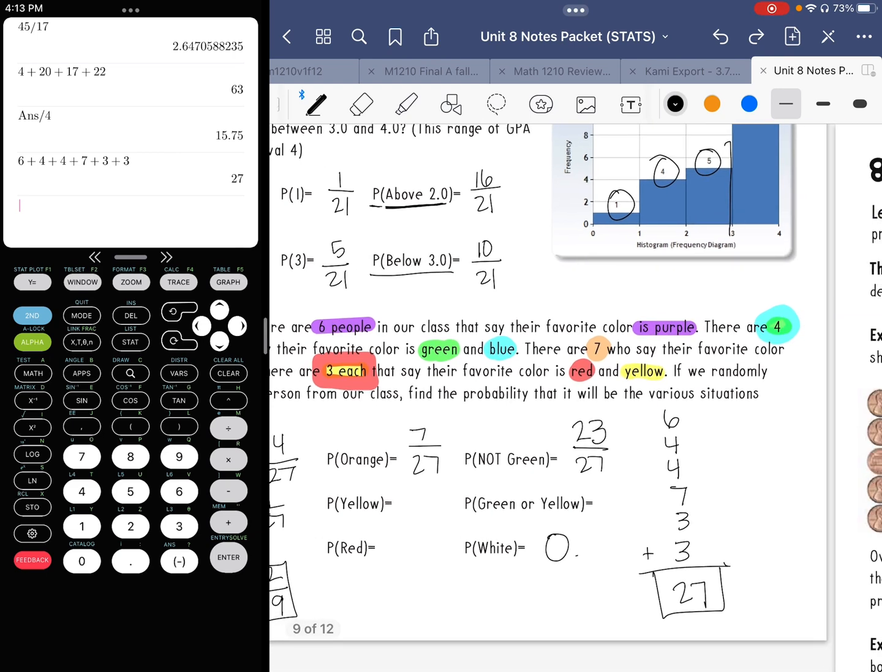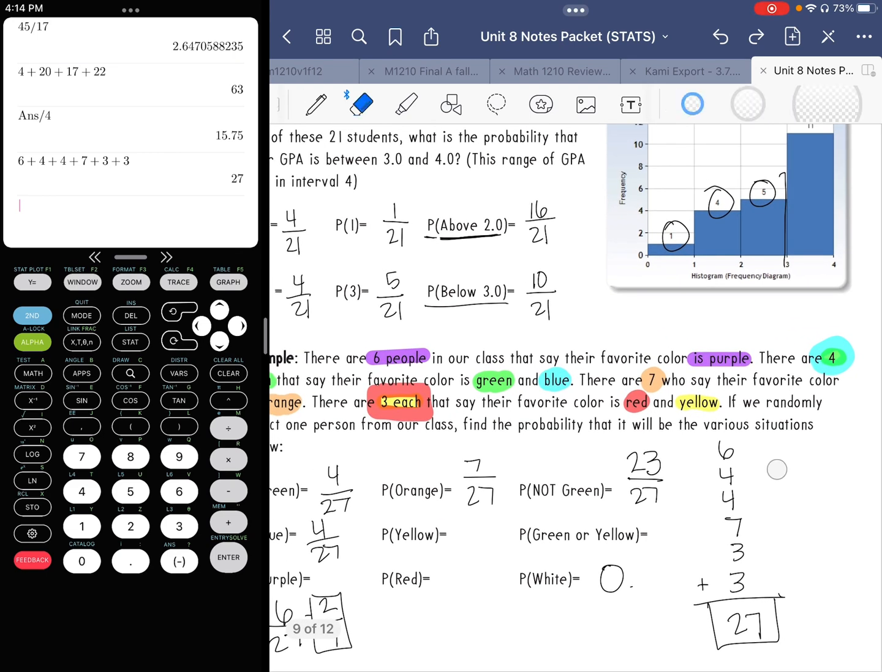Okay. Now, green or yellow, this one's a little bit tricky. So I kind of just wanted to point this out, just kind of as a, hey, isn't this cool? You don't necessarily need to know this for your test, I don't believe, but it is cool. So what's the probability that it's green or yellow? Well, we still have 27 people that got asked. 4 said their favorite color was green. 3 said their favorite color was yellow.